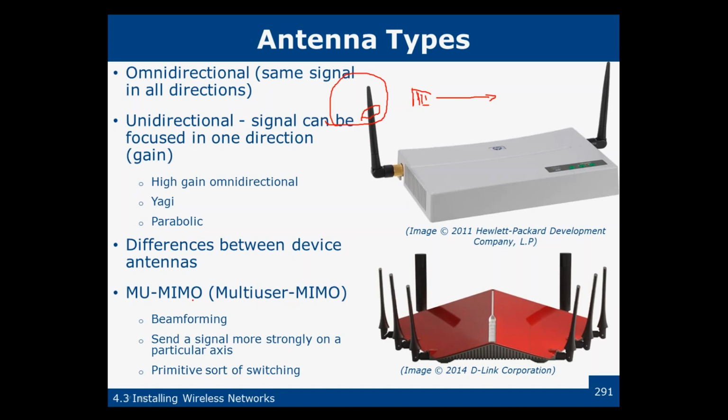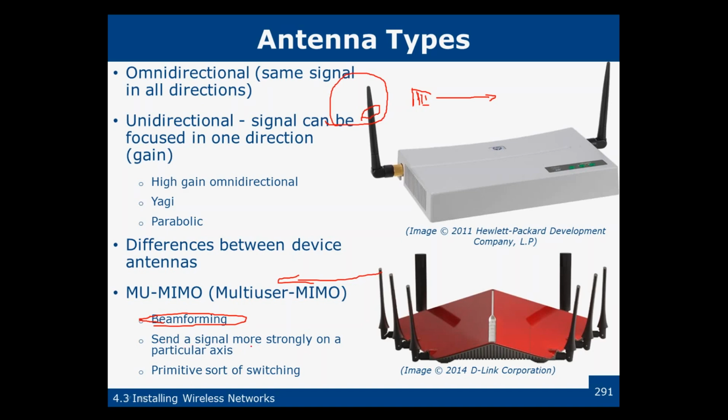The MIMO, MU-MIMO, multi-user, multi-in, multi-out, and beamforming. The beamforming allows us to send a stronger signal in the direction of the user. If we had a user over here, we can focus the signal to go into that direction. The number of antennas is going to dictate how many conversations or connections we can have going at once. So the more antennas, the better the data rate is going to be for these things.